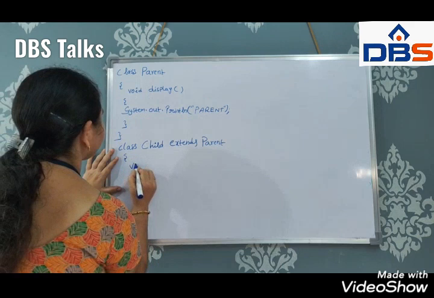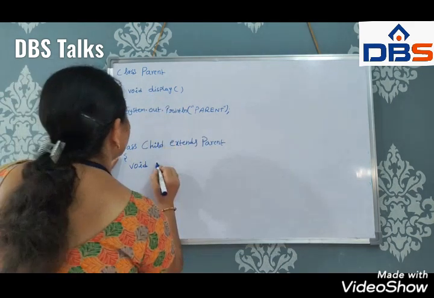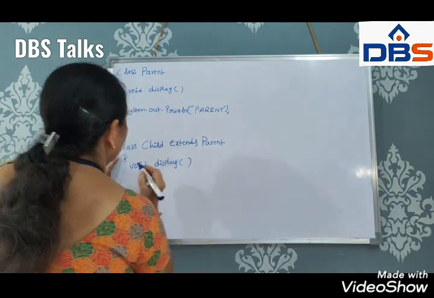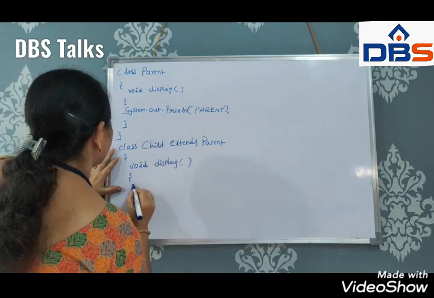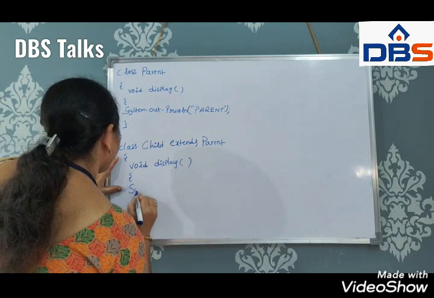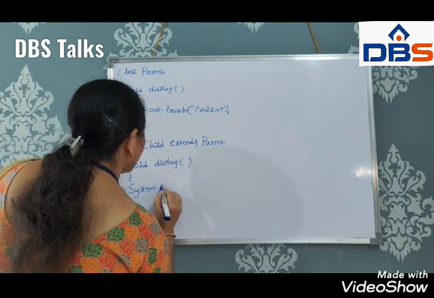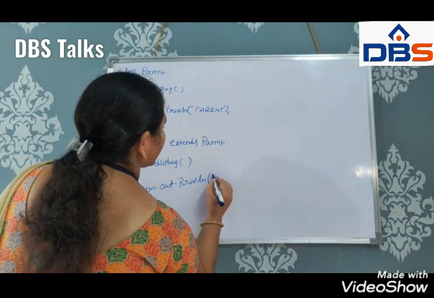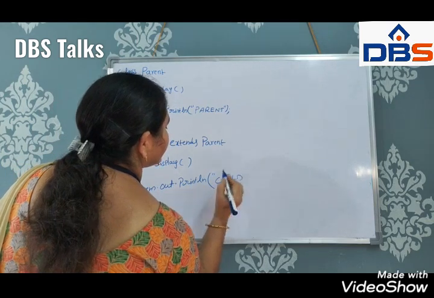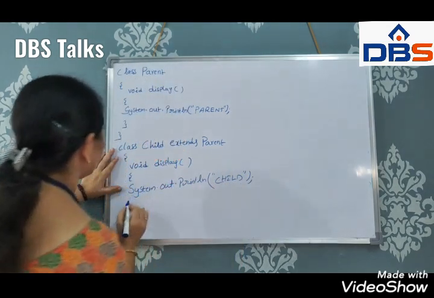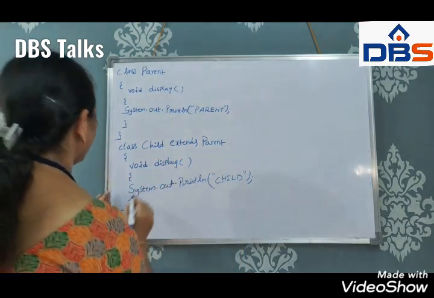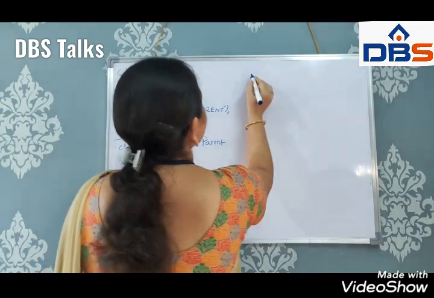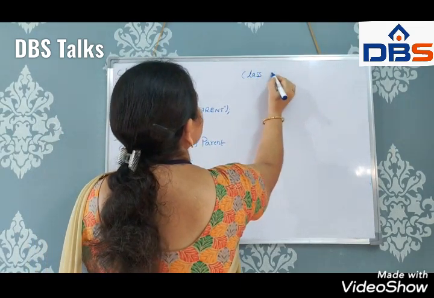Class. Again same return type, same name. What is the method name? Display. With the same signature. That's what we have to remember always. Next, system dot out dot println. This is child, for example. Close this. Then I create the class override.